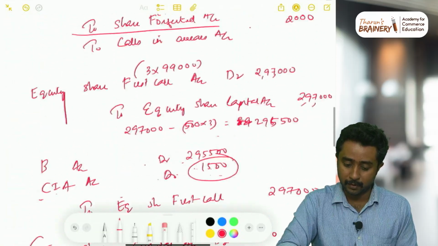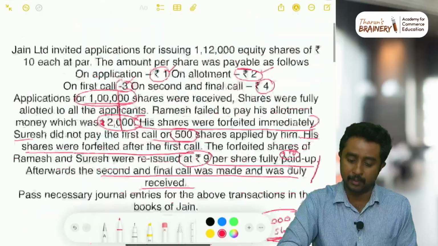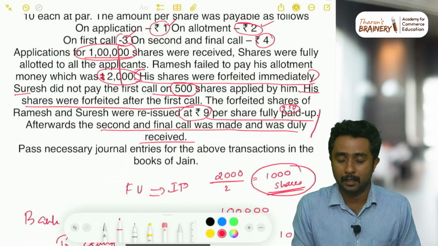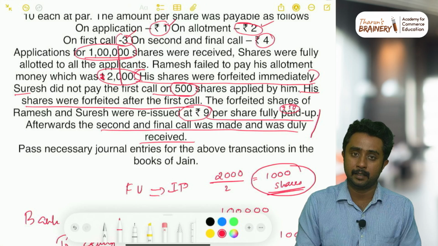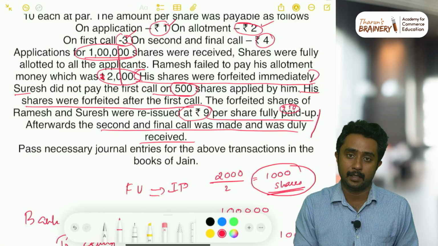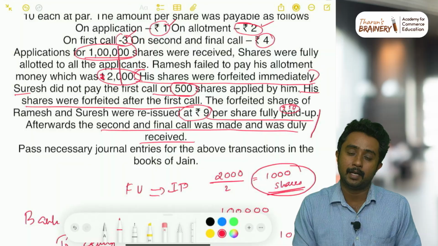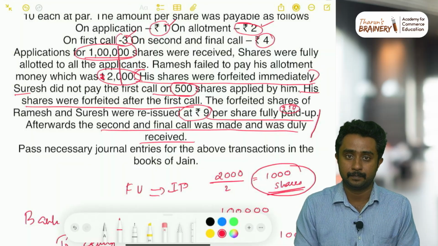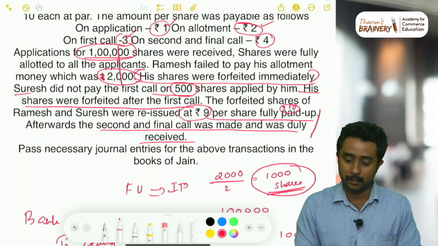So what did we do here? Why did we discuss this question? First of all, we discussed this question because in between the installments, the company is cancelling or forfeiting their shares, and again they are proceeding with the installment. Again they are forfeiting shares in between, and later they go for the last installment. That was the reason why we took this question. I hope I made the concept clear.